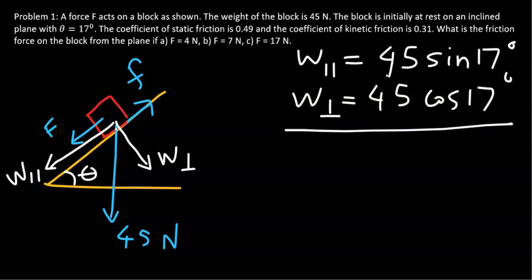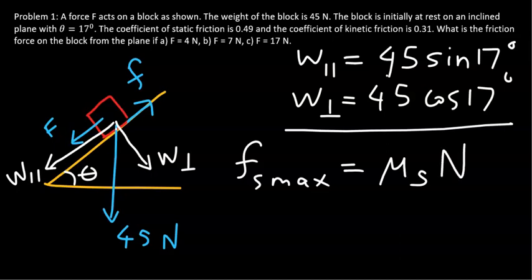The next step is to determine the maximum static friction between the block and the plane. And that is given by the coefficient of static friction times the normal force. So in this case, the normal force is the force that acts like that. That's the normal force right there. And the magnitude of this normal force must be the same as the magnitude of the component of the weight perpendicular to the plane.